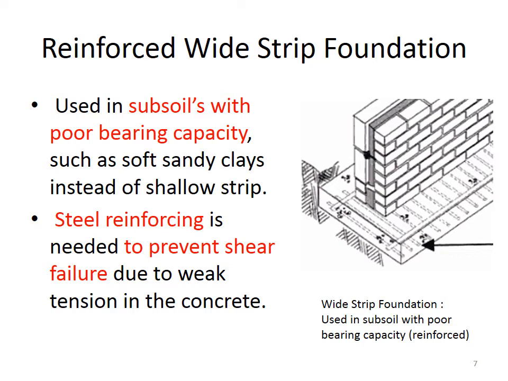Because we have an increased width, and we've already established from previous lessons that concrete is up to 14 times stronger in compression than it is in tension. So concrete is weak in tension, so the concrete is going to tend to try and bend, so we include the reinforcing bars there along the bottom. So on the right hand side we can see the image of the wide strip foundation used in subsoil with poor bearing capacity, and it's usually always reinforced.